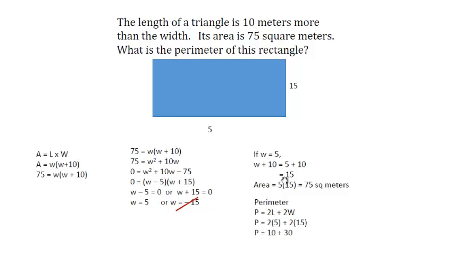And so our perimeter is 10 and 30, because when you do perimeter, you go all the way around the edges. So there's a 5 here and a 5 on the top. That makes the 10. And there's a 15 here and a 15 here. That makes the 30. Therefore, our perimeter is 40 meters. So the perimeter of a rectangle, where one side is 10 longer than the other, and the area is 75, has to be 40 meters.